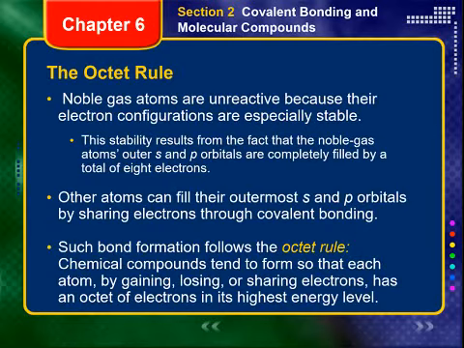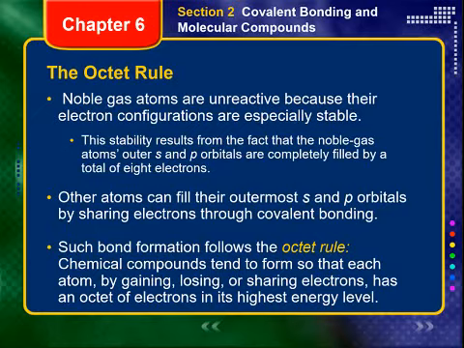The octet rule. Unlike other atoms, the noble gas atoms exist independently in nature. They possess a minimum of energy existing on their own because of a special stability found in their electron configurations. This stability results from the fact that, with the exception of helium and its 2 electrons in a completely filled outer shell, the noble gas atoms' outer s and p orbitals are completely filled by a total of 8 electrons.